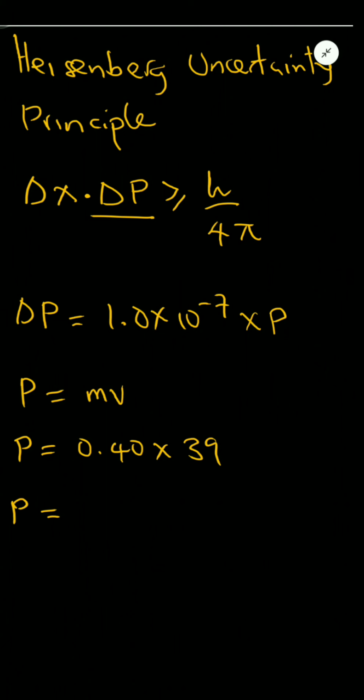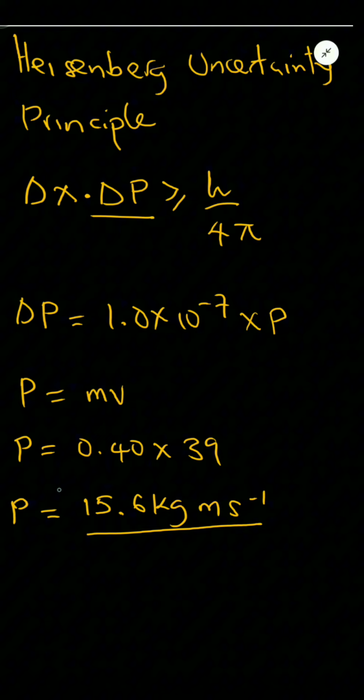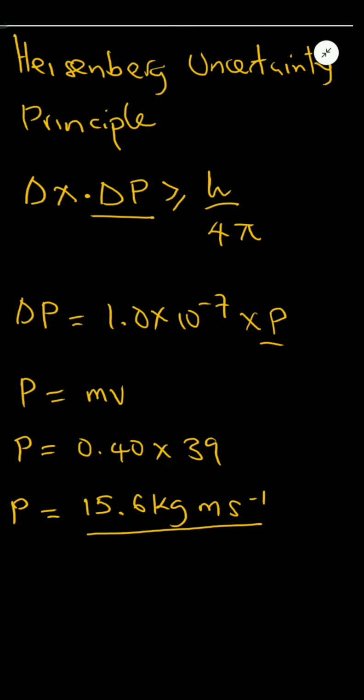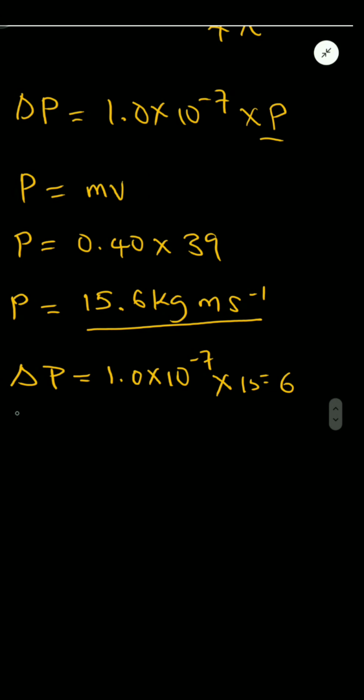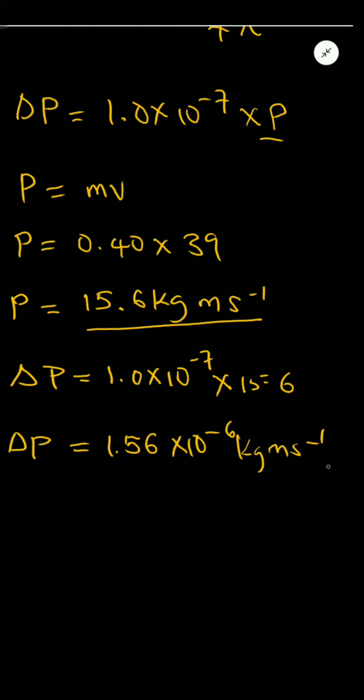Upon solving, we get that the momentum is equal to 15.6 kg meters per second. Now since we found the momentum, let us substitute it in for the uncertainty in momentum. The uncertainty in momentum will be equal to 1.0 times 10 to the power negative 7 multiplied by the momentum, which is 15.6. Upon multiplying the two, we get that the uncertainty in momentum is 1.56 times 10 to the power negative 6. The units are kg meters per second.